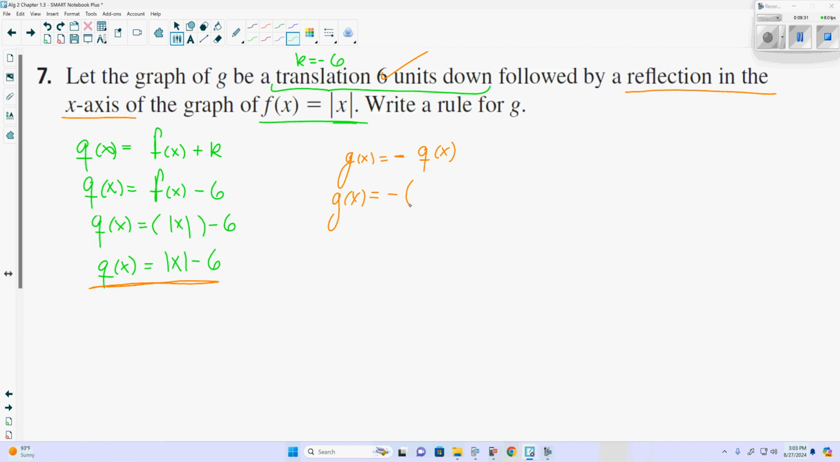Now at this point, we can replace q of x with its function, which would be the absolute value of x minus 6. At this point we're going to distribute the negative through. Now the negative can't go inside the absolute value. We just put it out front. So that'd be negative absolute value of x. And our negative 6 would make it positive 6, because two negatives make a positive.